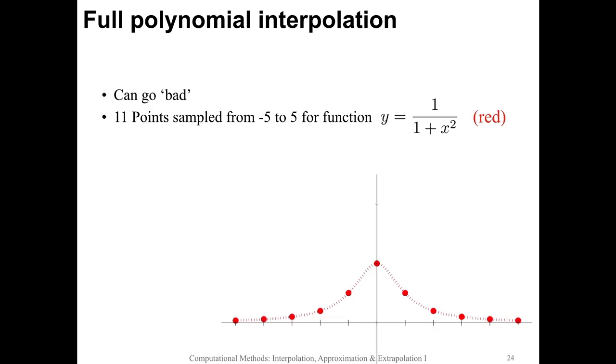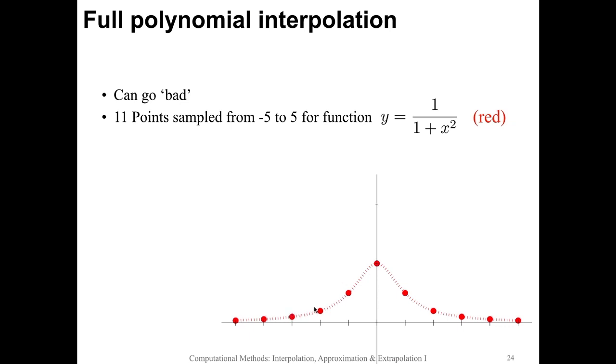There are some problems with full polynomial interpolation though. It can actually go bad, and we can have, for example, a function here. It's a real function, 1 over 1 plus x squared. It's shown in red in dashed form. It's a continuous function. It rises to about half at x equals 0. No, it doesn't. It's 1 at x equals 0.